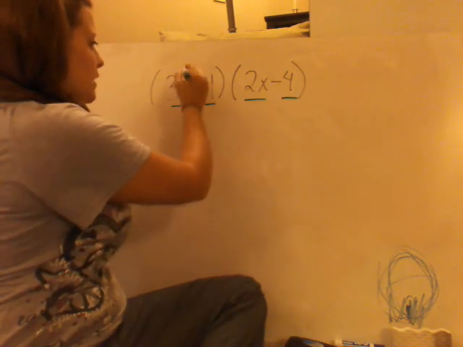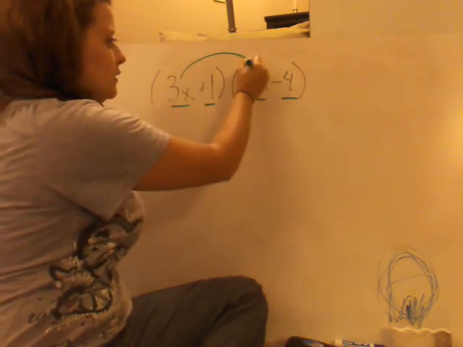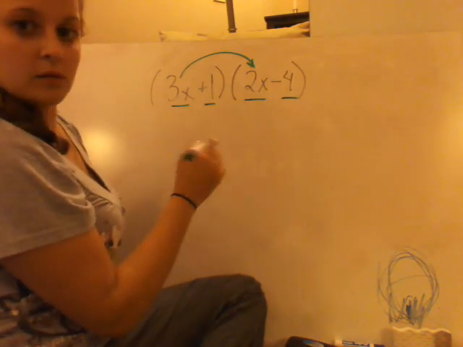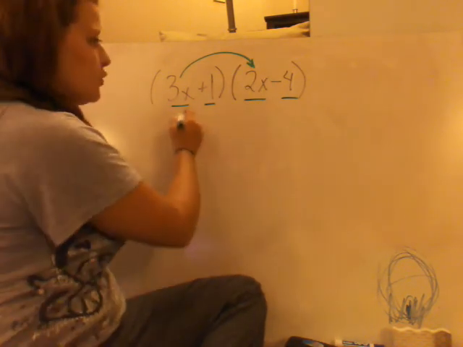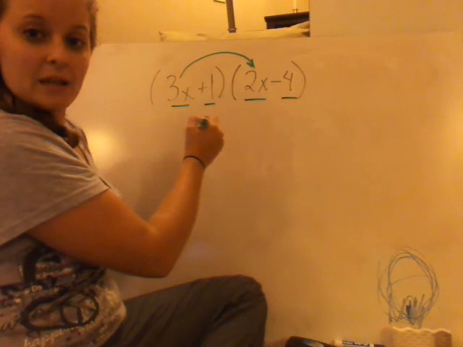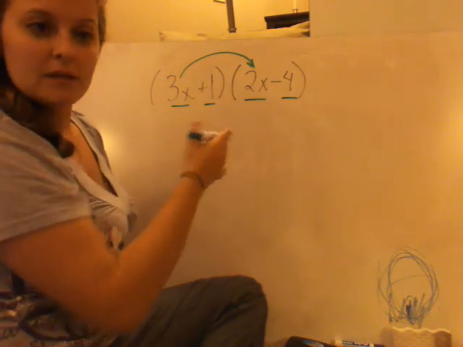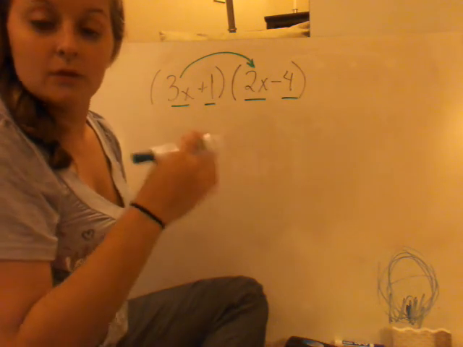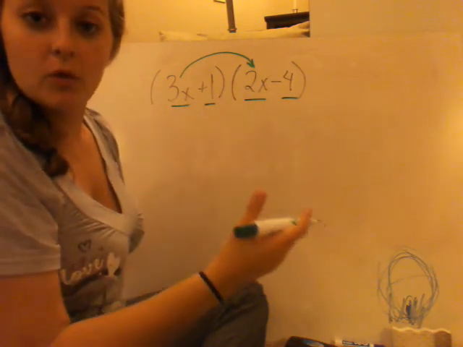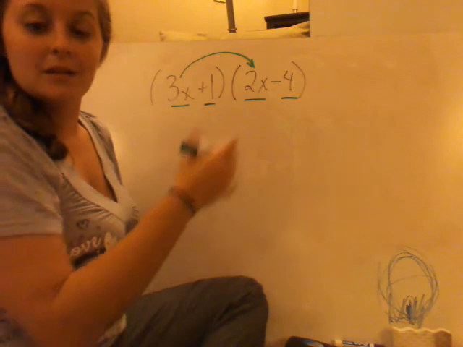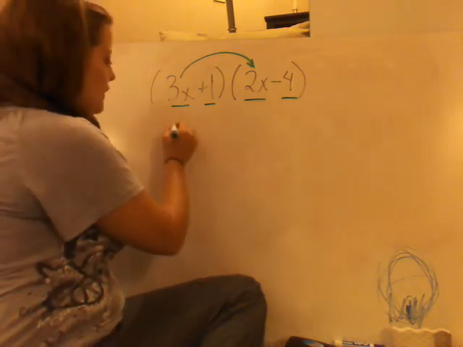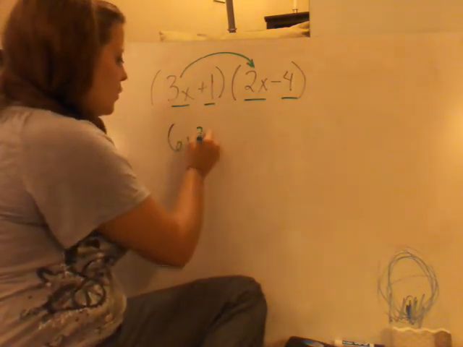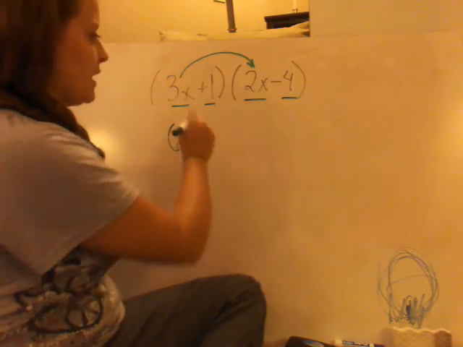So I'm going to take 3x times 2x. That's it, just 3x times 2x. 3 times 2 is 6. x times x is the same as if I said 4 times 4. You could say 4 squared because it's 4 times itself. So I'm going to say x squared because it's x times x. So now I've got 6x squared. Alright, so now that step's done.